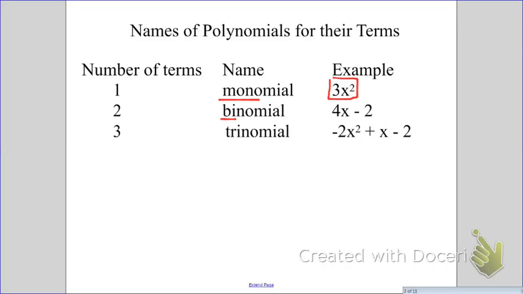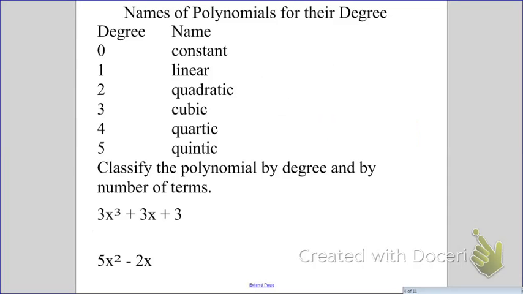Binomial, bi meaning two terms. In the example, we see the first term is 4x, and the second is negative 2. This has two terms. Last one is trinomial. Tri meaning three. Here the first term is negative 2x squared. The second term is positive x, and the last term is negative 2. Three terms, trinomial.